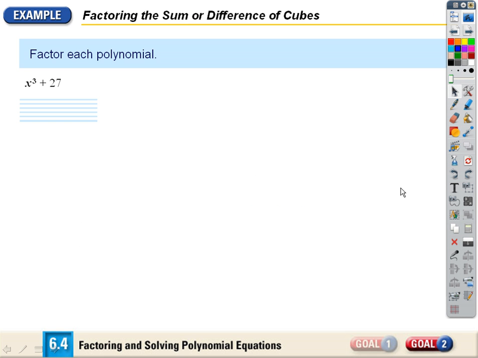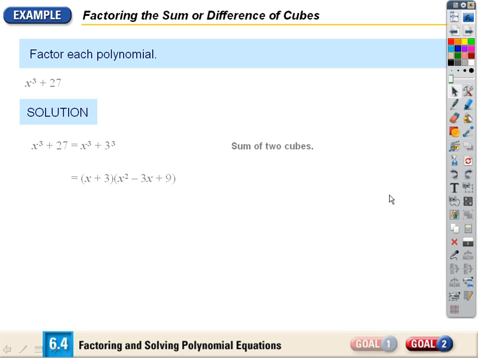So what would this one be then? Which pattern would that follow? Sum of 2 cubes. Good. X cubed plus what cubed? 3 cubed. Okay, good. X cubed plus 3 cubed. Then we'll just follow our pattern: A plus B times A squared minus AB plus B squared.